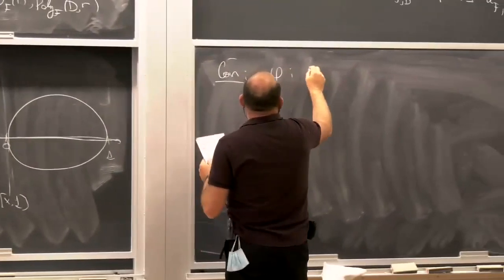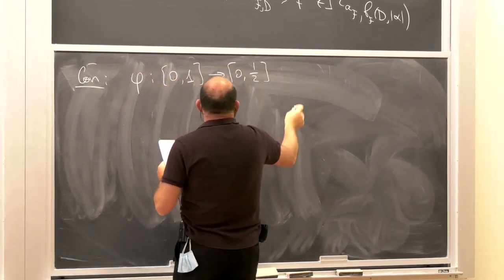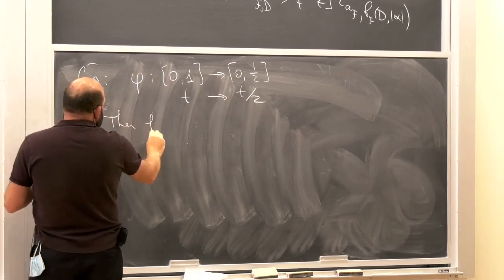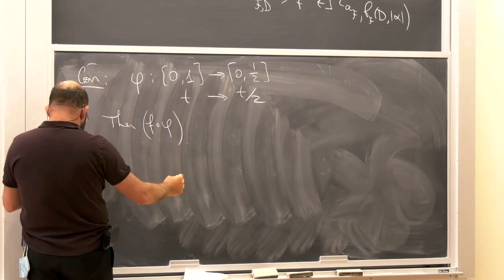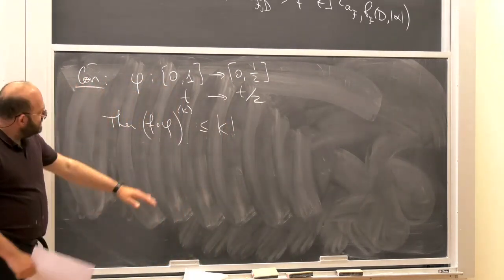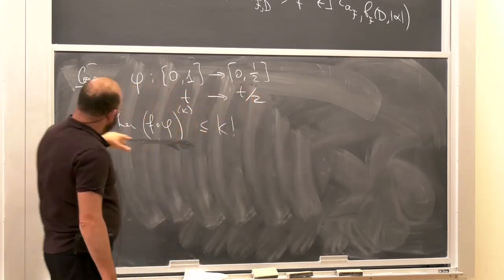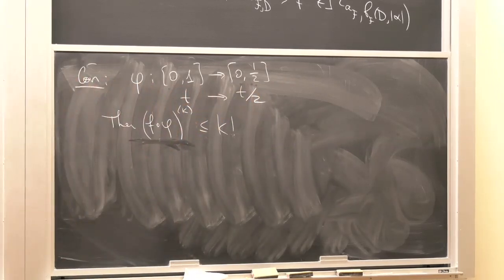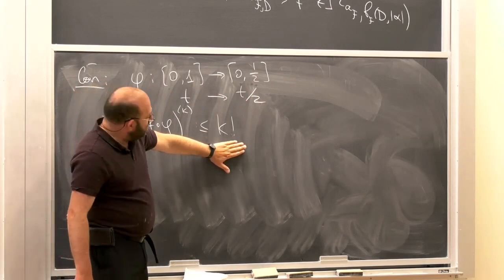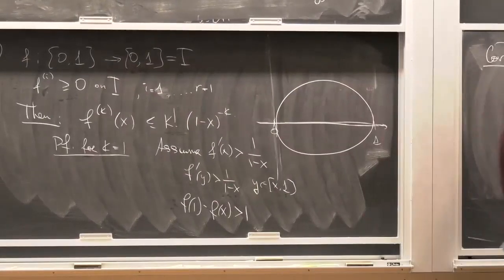Let's take phi, which is just a linear map. Then phi to the k is equal to k factorial. You see, on this interval I have this bound on the derivatives. So just by linear stretching, I killed all derivatives up to some constant. And note that you don't need anything except this positivity on 0, 1.